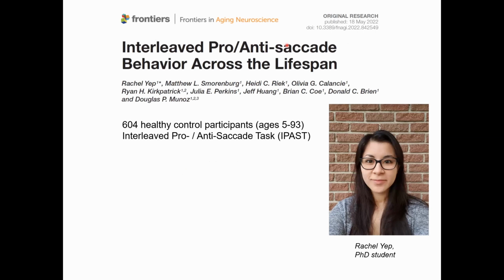So we have a paper that just came out last month in Frontiers in Aging, which describes interleaved pro and anti-saccade behavior across the lifespan. I've had the good fortune over my career to publish maybe 200 research papers now. This one has the most person hours invested of any study I've been engaged in. It contains the data of 604 healthy control participants between the ages of 5 and 93, an extensive set of data.